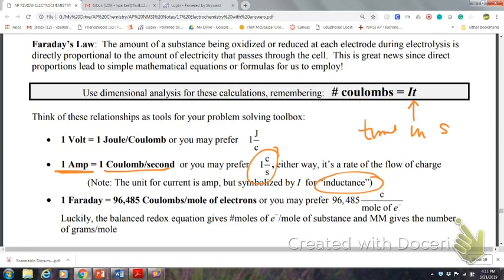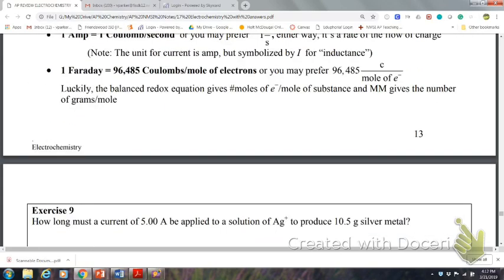Okay? And then, of course, 1 Faraday is 96,485 coulombs per mole of electrons. Since we are balancing the redox, that gives us the number of moles, and of course the molar mass gives us the number of grams per mole. Okay, so let's move on to working a problem.